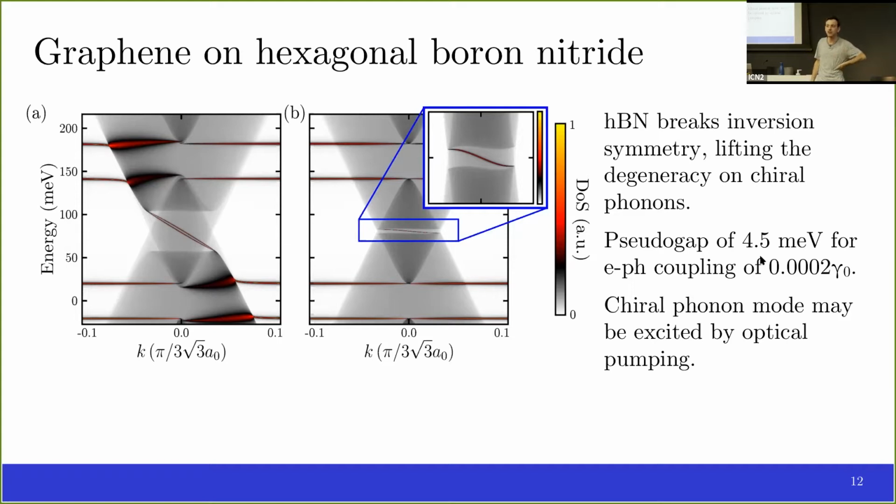So finally, in order to obtain this coupling between electrons and a specific phonon mode, we propose that this phonon mode should be excited, for example, by optical pumping, which was also the technique used for the detection of chiral phonons in tungsten diselenide.